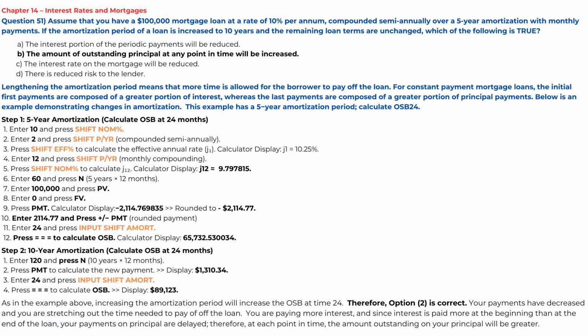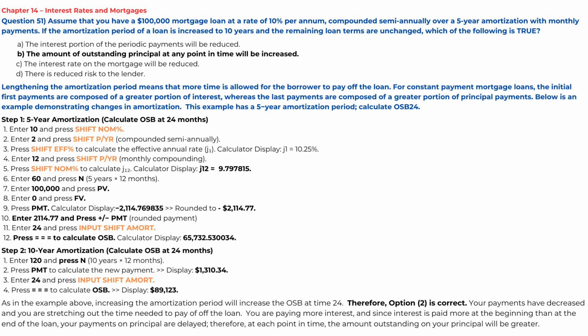Question 51. Assume that you have a $100,000 mortgage loan at a rate of 10% per annum, compounded semi-annually over a 5-year amortization with monthly payments. If the amortization period of a loan is increased to 10 years and the remaining loan terms are unchanged, which of the following is true?